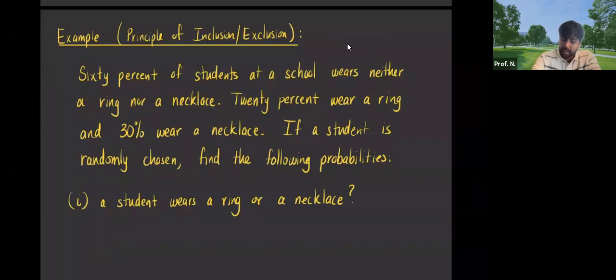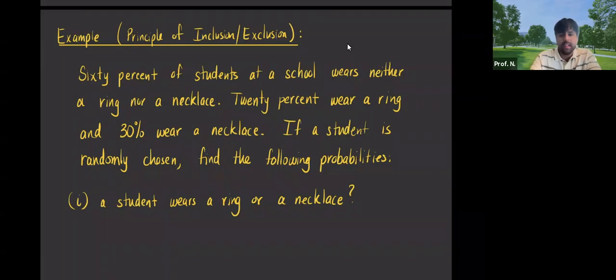Should it not be? What do you mean? Should it not be 20% wear a necklace? I see what you're saying. I know 60 plus 20 plus 30 does indeed give you 110%.